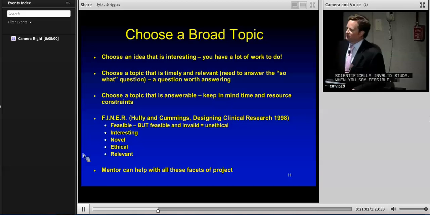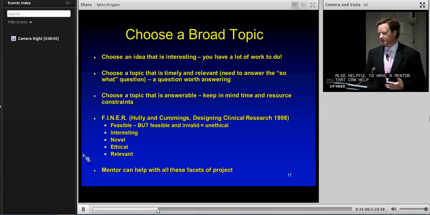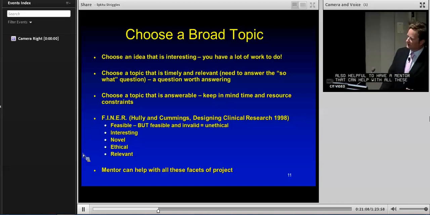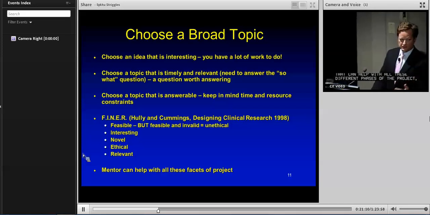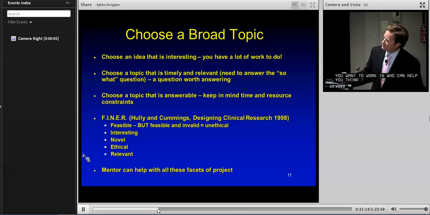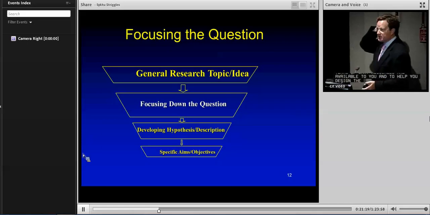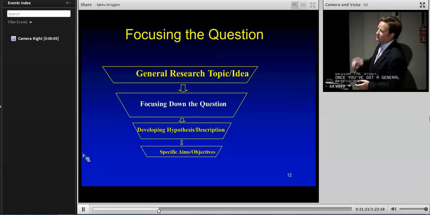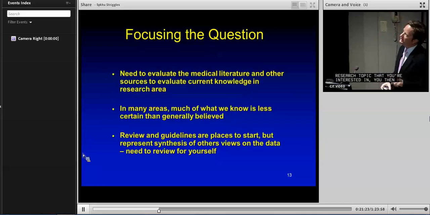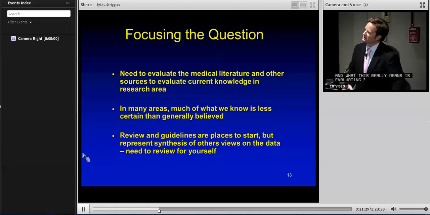It's also helpful to have a mentor that can help with all these different facets of this project, who's got some experience in the area you want to work in, who can help you actually think through these things in terms of what resources are available to you and to help you design the study. So once you've got a general research topic that you're interested in, you then have to focus down that question. And what this really means is evaluating the medical literature and other sources to evaluate what the current knowledge is in a given research area.